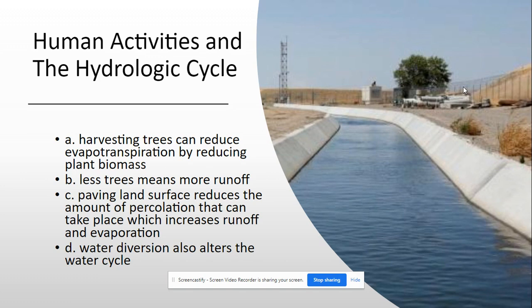In city-like environments where they've now paved the surface and have created an impermeable surface where water cannot penetrate, percolation cannot occur, this can also increase runoff. And any type of water diversion is going to alter the water cycle. What I mean by water diversion is forming something like a dam that's going to stop the flow of water, which is going to impact the water cycle in that given ecosystem.